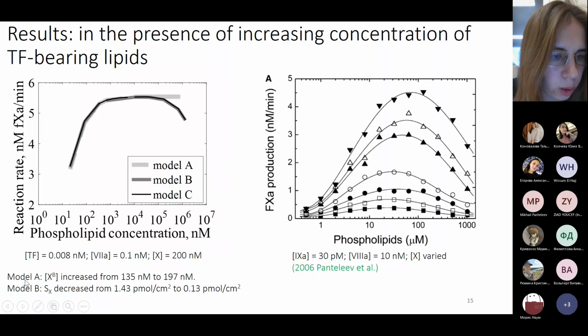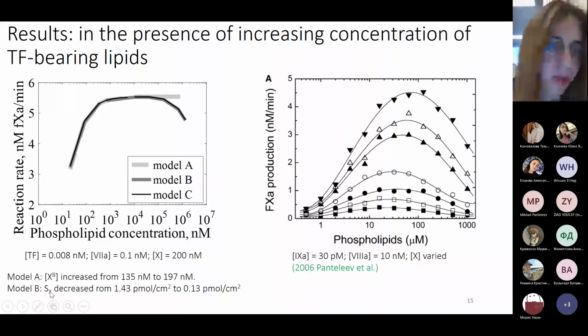So here we calculated that in model A, we have only the concentration of factor 10, and it increased from 135 nanomole to 197 nanomole in the end. Also, almost all factor 10 is bound to the membrane. As we have only concentration, yes, we have the increase of the reaction rate. But for the surface density of factor 10, everything is different. It is about 1.43 somewhere here, and it is 0.13 in the end. So we have a substantial decrease of the factor 10 surface density.